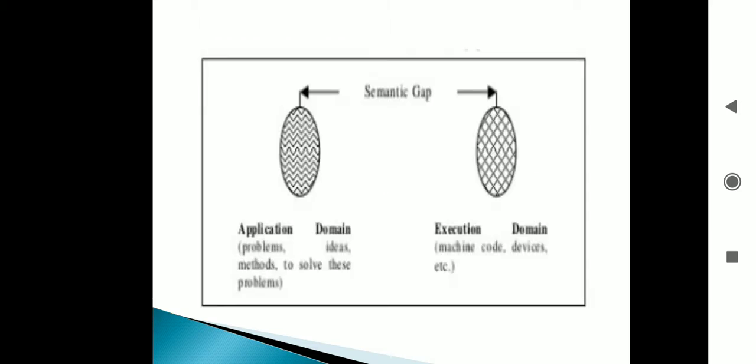Let's see the diagram. In this diagram, there are two domains: application domain and execution domain. Execution domain means machine code, device, etc. And the application domain means an idea, a problem, a method to solve this problem. The gap between these two domains is nothing but the semantic gap.